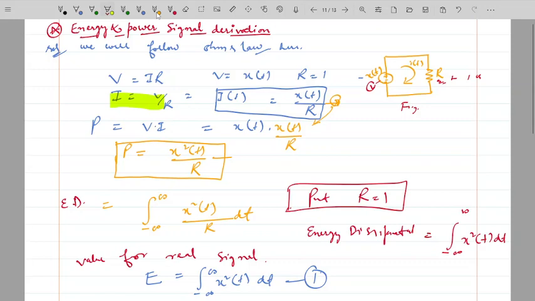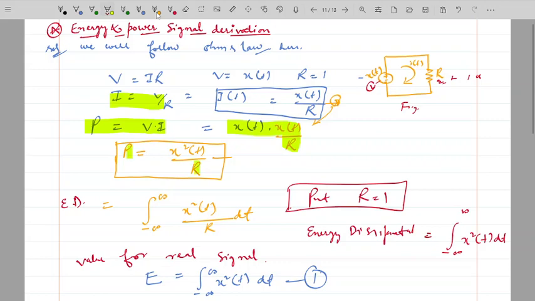So for finding the power, P is equal to the formula for power, that is the voltage into current. So substitute the value of V and I here. The value of V will be x of t and I will be x of t upon R. So substitute the values and we get the power, that is x squared t upon R.